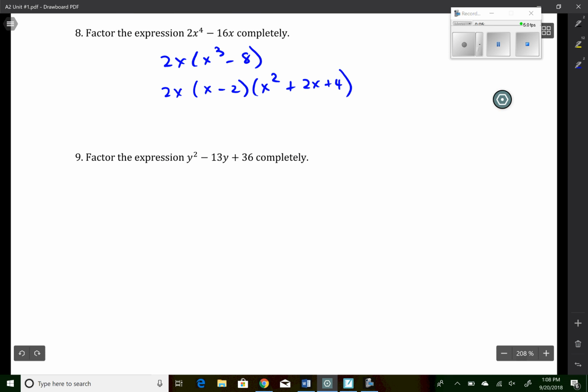And the last one, factor completely. Well, it multiplies to make 36, but adds to make negative 13. So that's 9 and 4, both negative. So that's going to become y minus 9, y minus 4. That was almost too easy.